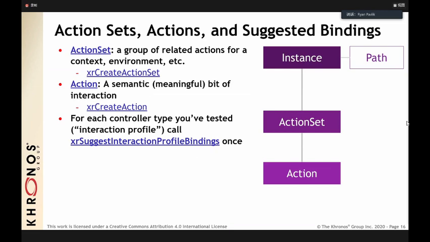After creating all action sets and actions, you can suggest bindings. Call XR suggest interaction profile bindings once for each controller type, or interaction profile, that you've tested, passing as many action bindings as you like. If you call XR suggest interaction profile bindings more than once for a single interaction profile, only your last successful call will be considered by the runtime. Note that actions and action sets are children of instance, but they can only be used when attached to a session.